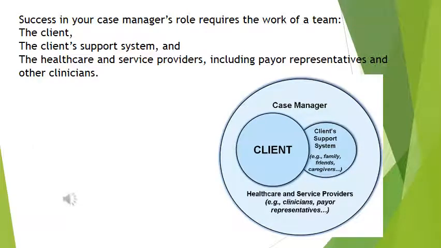Your success is dependent on the team's success. You're the collaborator and you're the leader of this collaboration. So your success requires the work of the team, including the client support system, other healthcare and service providers, the fund source for the client, and other clinicians.